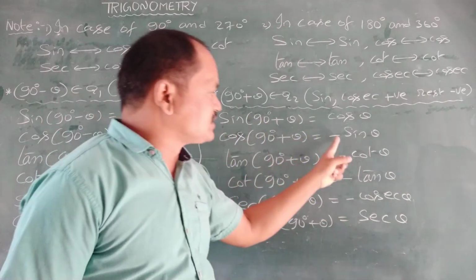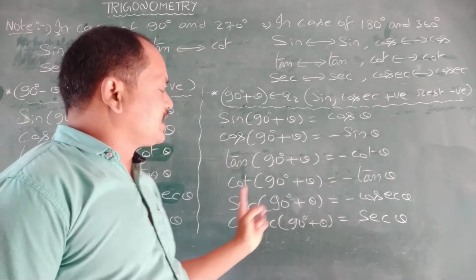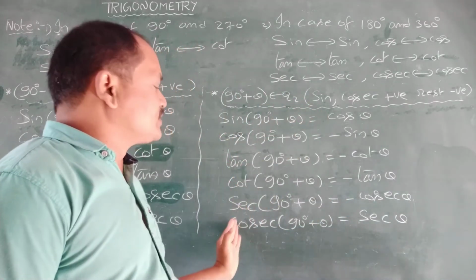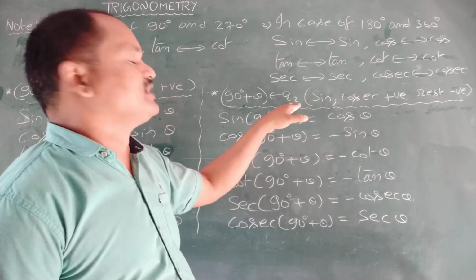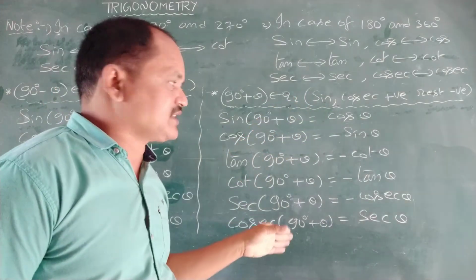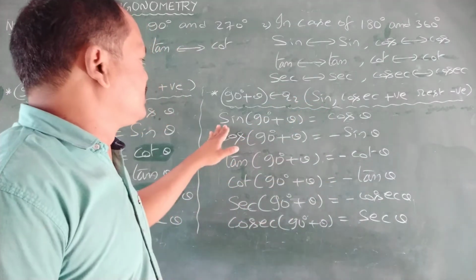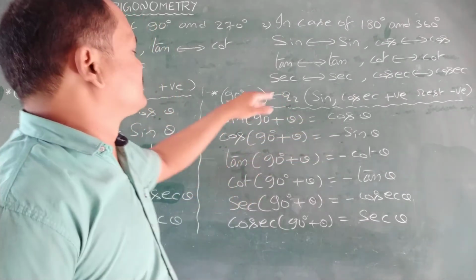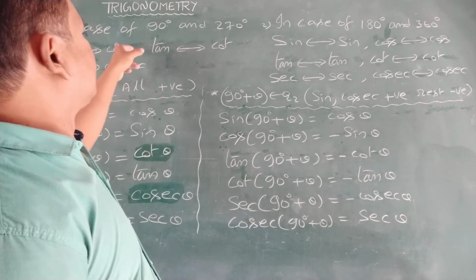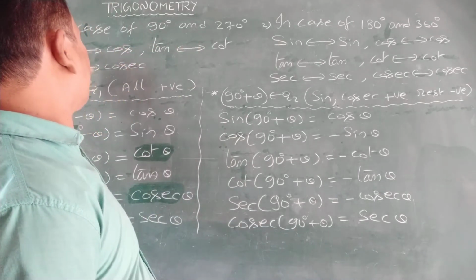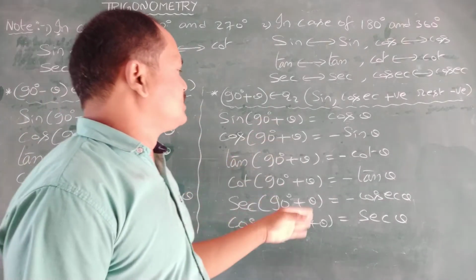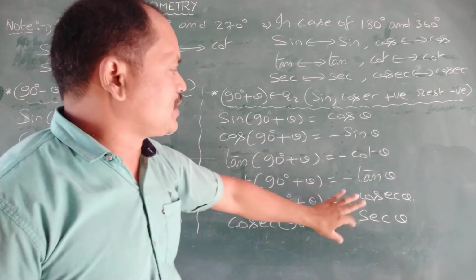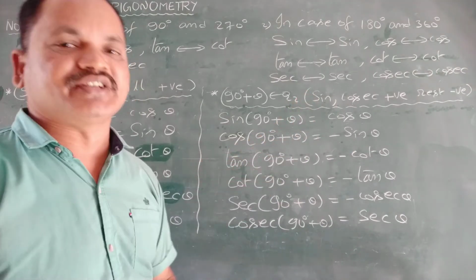Since cos gives a negative sign and secant gives a negative sign, sine gives a positive sign and cosecant gives a positive sign in Q2. The rest of the functions give negative. That's why sin of 90 plus theta is cos theta, and cos of 90 plus theta is minus sin theta. Since it is 90, sin goes to cos, cos goes to sin. Except sine and cosecant, which are positive, the rest of the functions are negative.